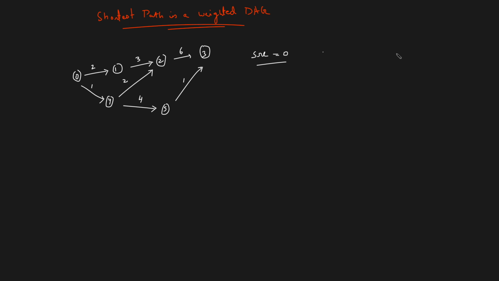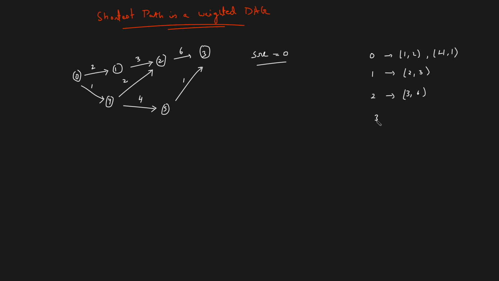So if I draw the adjacency list for 0, 0 is directly connected to 1 and the edge weight is 2. So you're going to store them in pairs. The other adjacent node is node 4, which has an edge weight of 1. So you simply store it. For node 1, the adjacent node is not 0 because it's a directed graph. The only adjacent node is node 2 with a distance of 3. For node 2, the adjacent node is node 3 with a distance of 6.